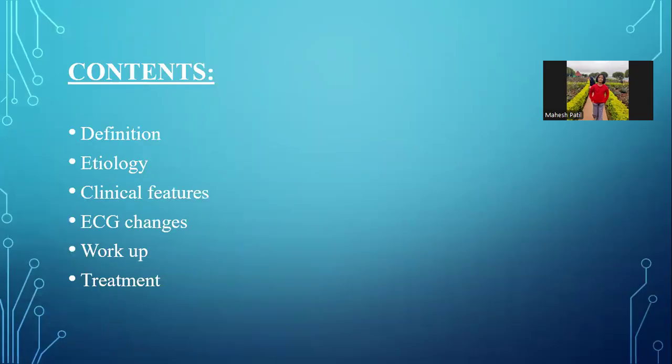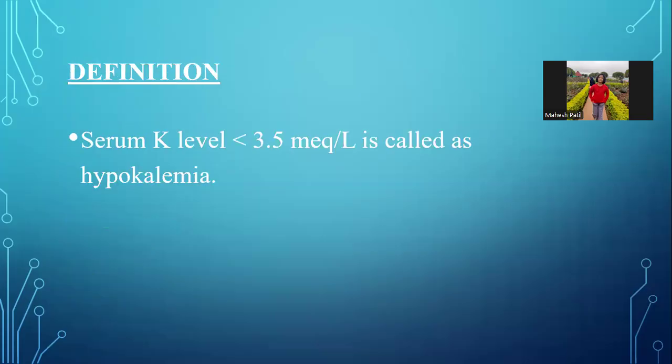Contents of this presentation will be definition of hypokalemia, what are the etiologies, clinical features, ECG changes which we must know, what is the workup or approach to hypokalemia and how it is treated. By definition, a serum potassium level less than 3.5 milliequivalent per liter is called hypokalemia.